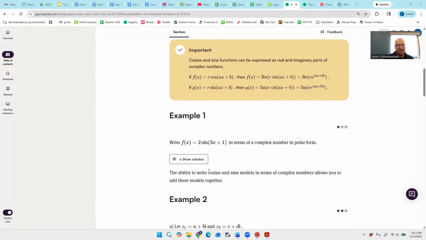So you'll get something like this. So it says, write it in terms of complex polar form. So this is a sine, so that's the imaginary part. Showing the cosine in the end.